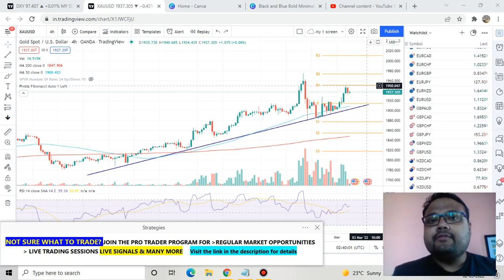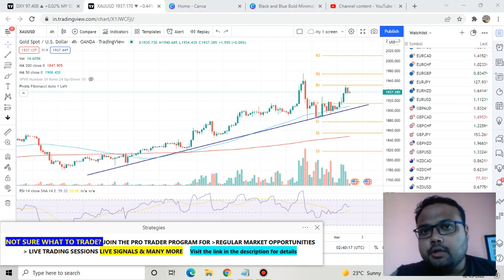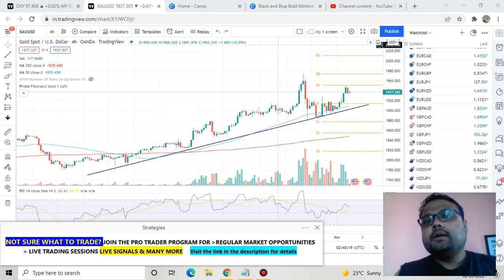You must understand it very well that the war is not over. The war tension is still there. Though there was a dialogue between Russia and Ukraine, it failed. So as a result, for the next couple of days, the intensity of the war will be there, and as a result, gold will remain bullish.